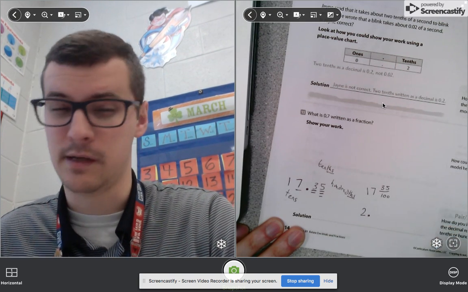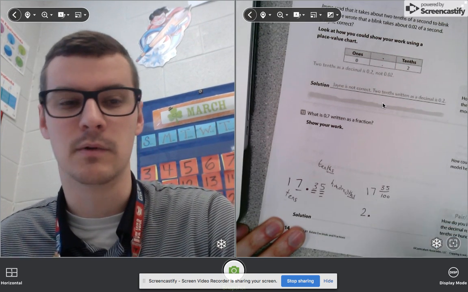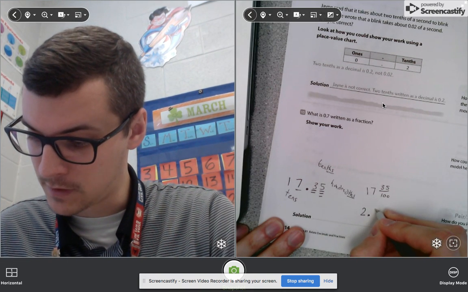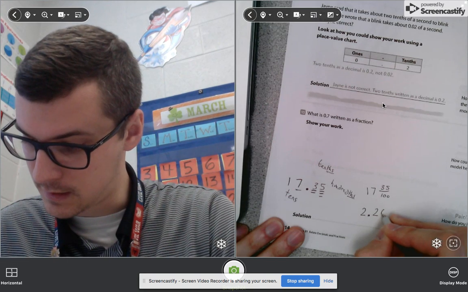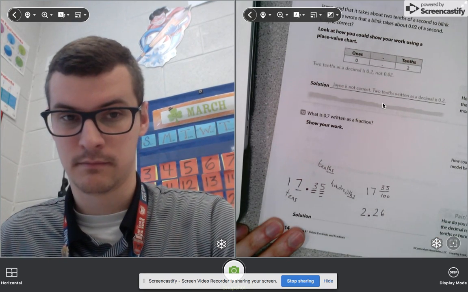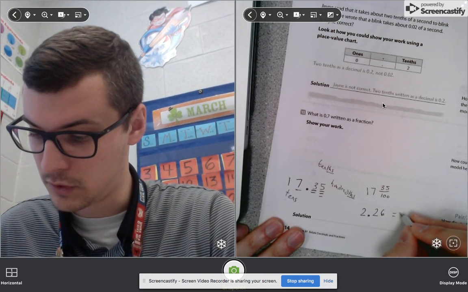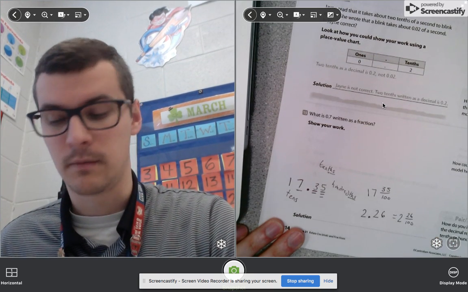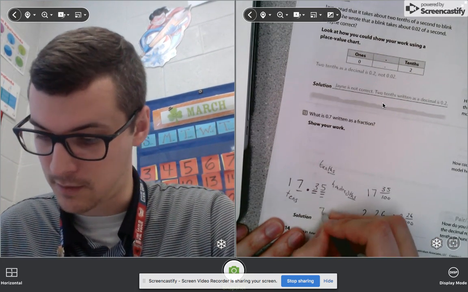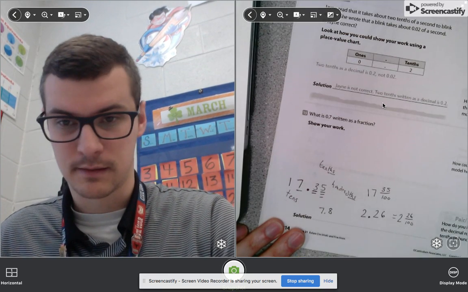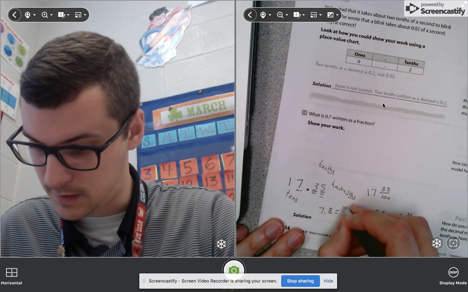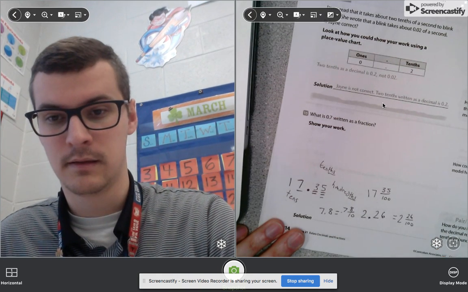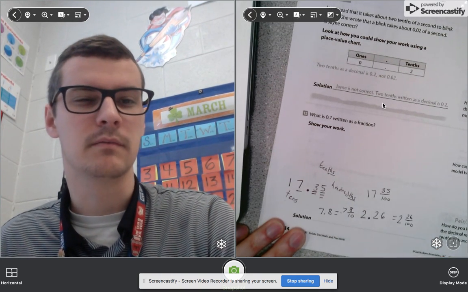So for example, if I had 2 and, you're going to notice anytime we put the decimal, we're going to say the word "and". So 2 and 26 hundredths, that would just be 2 and 26 over 100. If it was just 7 and 8 tenths, then it would just be 7 and 8 tenths. So it just kind of works to and fro.